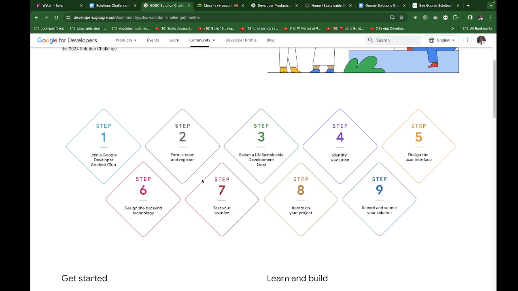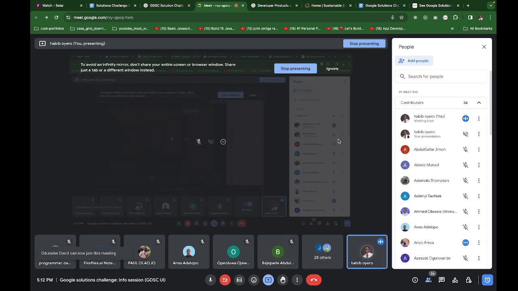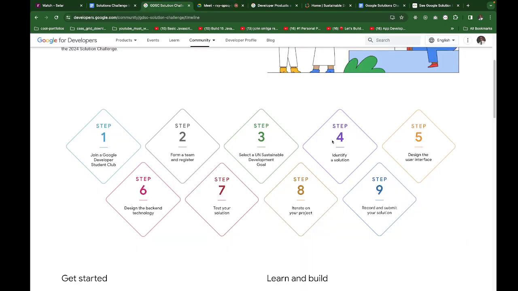The first step is to join a Google Developer Student Club. Every institution has a Google Developer Student Club. For UI, it is GDSC UI, and I believe the majority of us, if not all of us, are in the club. If you are not, you can kindly signify so that it would be addressed adequately.